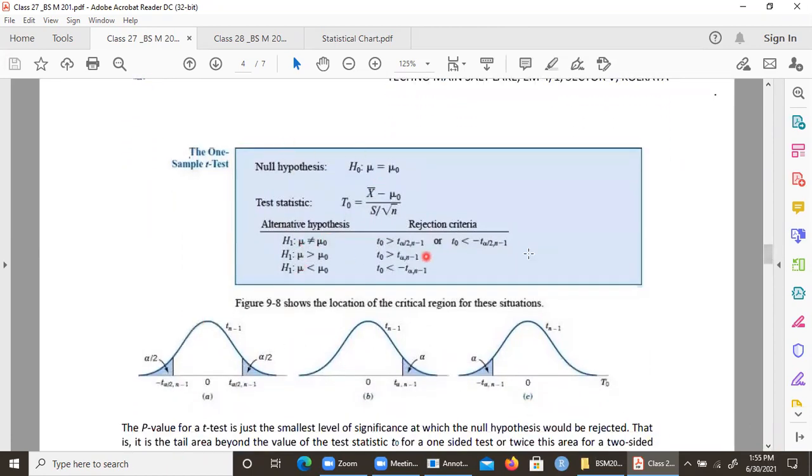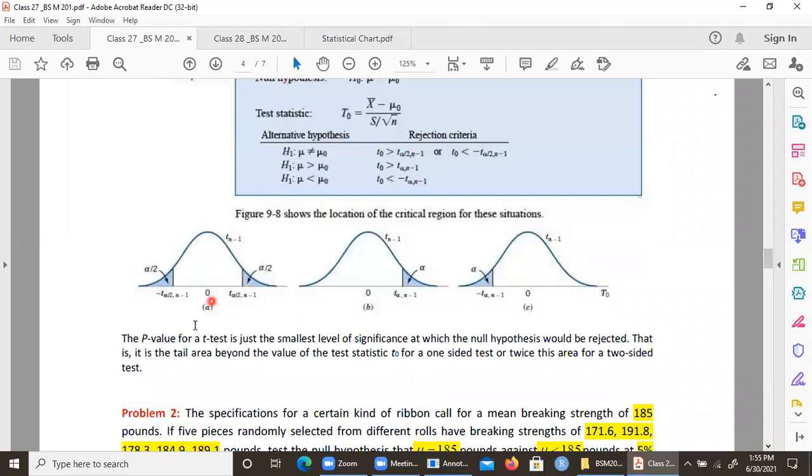And this particular chart corresponds with these particular figures. As you can see, the first figure, figure 1, corresponds to case 1 of the alternative hypothesis. Figure 2 corresponds to case 2 of the alternative hypothesis, and figure 3 is case 3 of the alternative hypothesis.